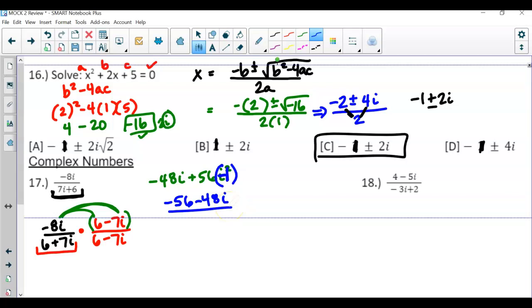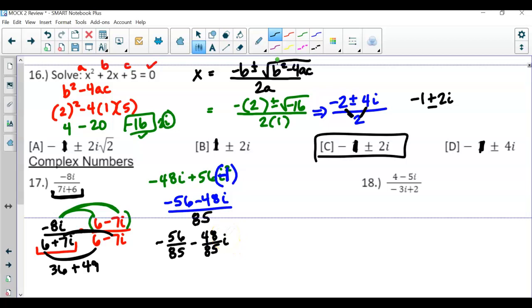over, then here, remember that pattern, right? So I've got 6 times 6, which is 36. We're always going to end up adding, and 7 times 7, which is 49. So when you add 36 plus 49, you do get 85. Then, of course, you can write this also as negative 56 over 85 minus 48 over 85i.